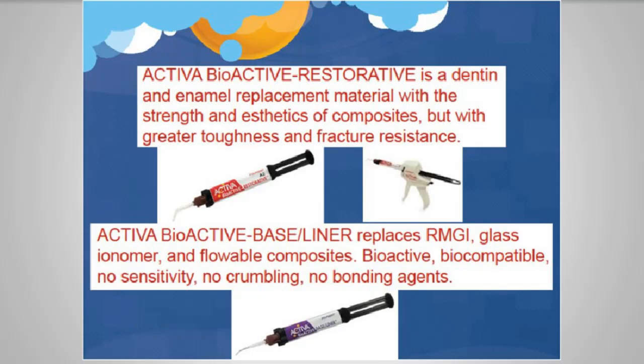The bioactive restorative material can be used from top to bottom. I use it in that manner as a dentin replacement, enamel replacement material with the strength and aesthetics of composite, but of course with great toughness and fracture resistance. And for those of you who want a base liner underneath your traditional composites, the base liner material will allow you to do that. No sensitivity, no crumbling, and you don't need to use any bonding agents with these materials.